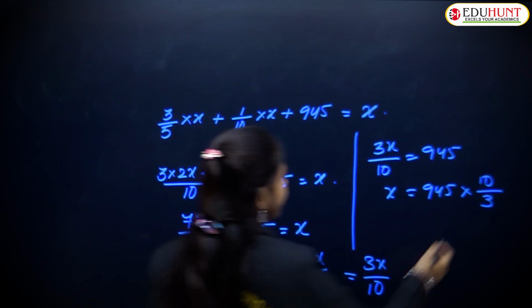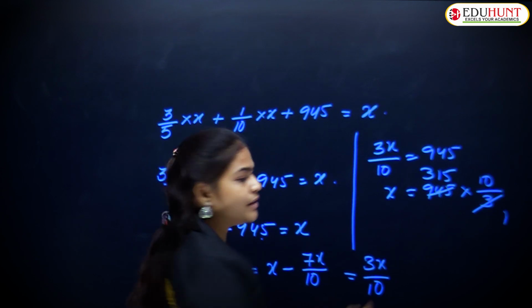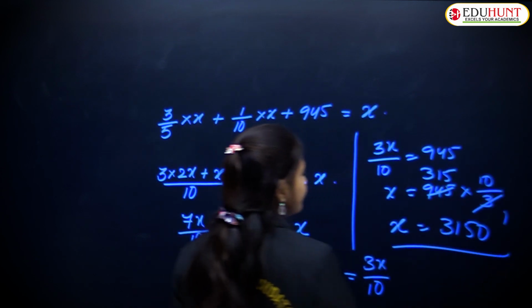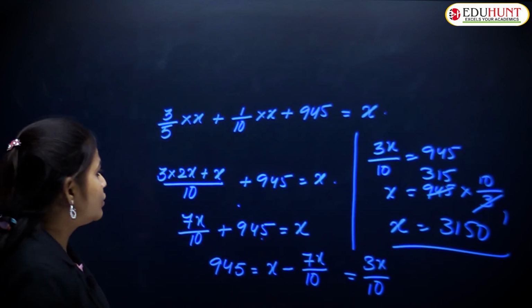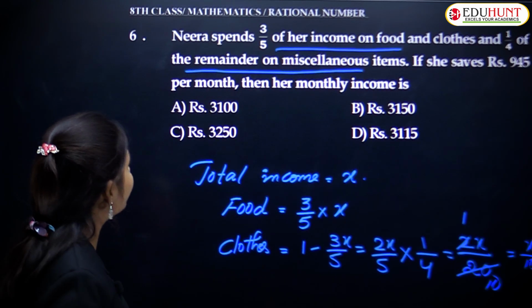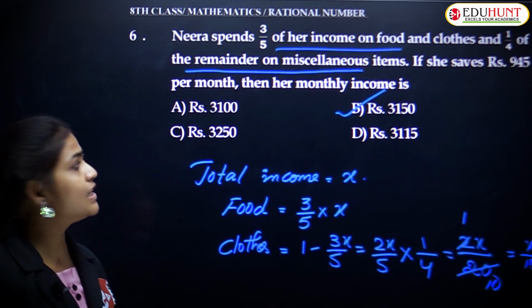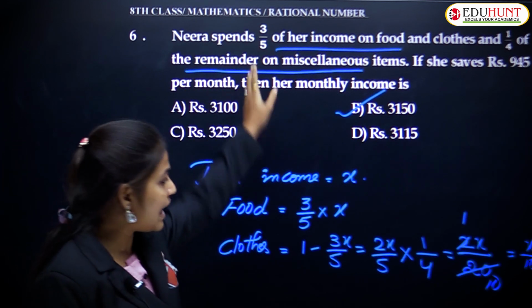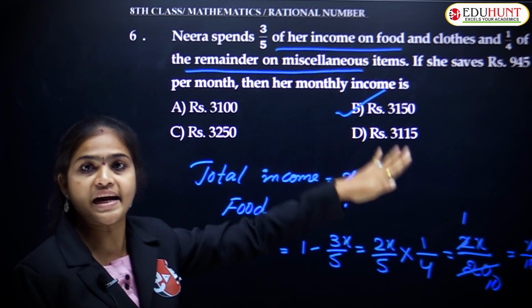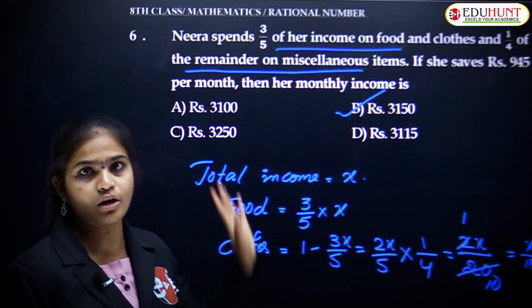Okay, cancellations possible or not? See, 3 ones are 3, 3 3s are 9, 3 15s are 45. Clear? So x is equals to 315 into 10 is equal to 3150. So that is the total income of that Neera. So that option is there, 3150. Yes, option B is true here. So out of that 3150, she spent 3 by 5th part on food and 1 by 10th part on clothes, not 1 by 4, 1 by 4 is out of 2 parts. Okay, out of the total money, she spent 1 by 10th part on clothes.